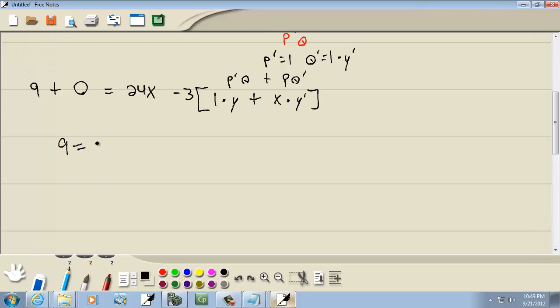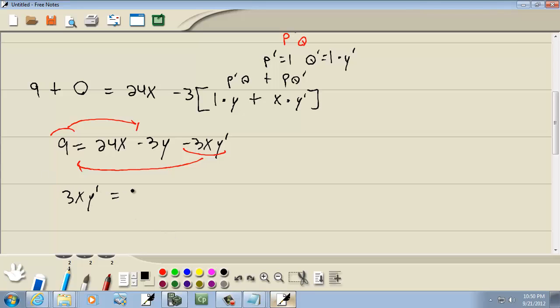So we got 9 is equal to 24x, and I'll multiply the 3 through. So we got negative 3y minus 3x y prime. Now we want to get everything with a y prime on one side, everything else on the other. So I'm going to take this negative 3x y prime to the left side and this 9 to the right side. So I'm going to get 3x y prime is equal to 24x minus 3y minus 9.